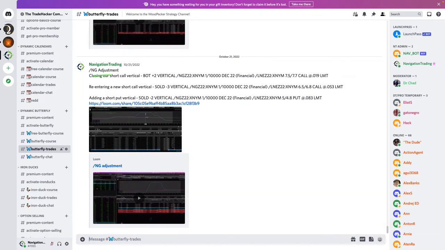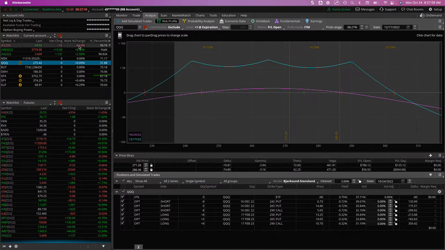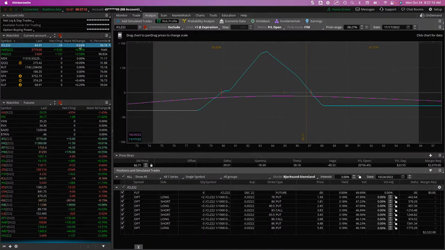So let's take a look at our butterflies. So in oil, this is what this one looks like at this point. So we actually adjusted when it got down to the bottom, lower end of the range, adjusted again when it got to the top, really flattened out our P&L line. So really just looking for some nice theta decay to happen and for price to kind of stabilize.